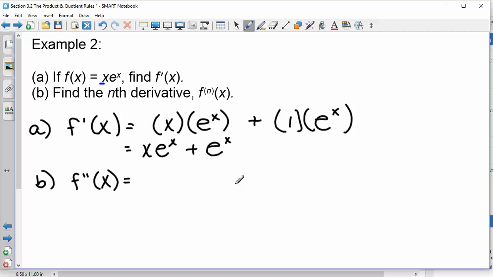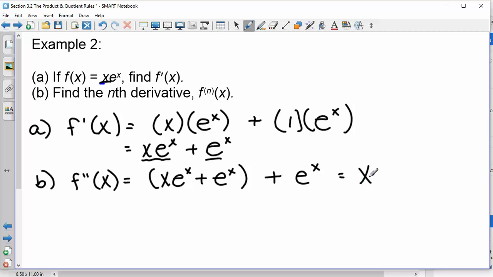If I did the second derivative, do we know what the derivative of x e to the x is? Yeah, isn't that the answer we just got on part A? So we could either redo the product rule or realize this is the same term we originally did the derivative of. So when we do the derivative, we're going to get this again, plus, what's the derivative of e to the x? So this one turns into x e to the x plus 2 e to the x.